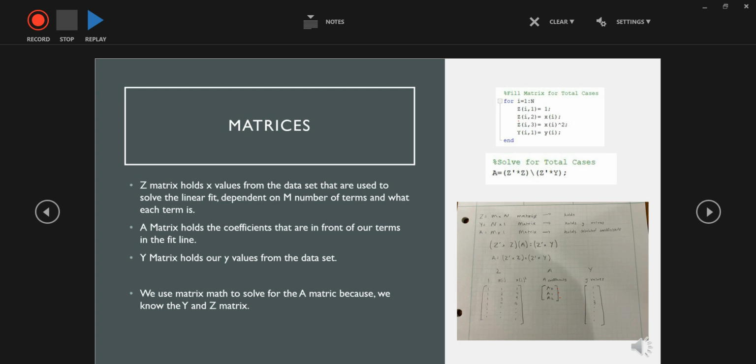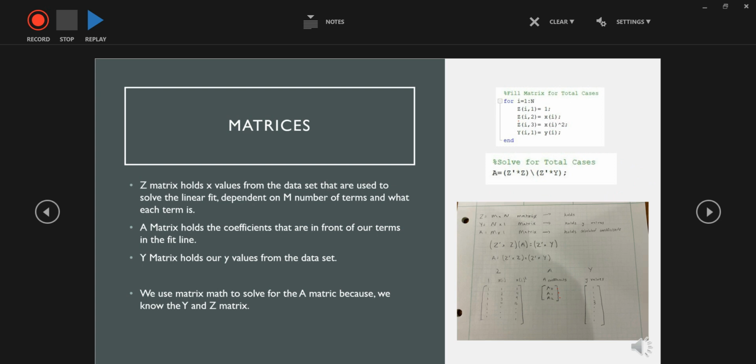So then we can solve this by using this. We know Z transpose times Z times A equals Z transpose times Y. We know what Z is, and obviously Z transpose, and we know what Y is, because those both come from our raw data set. But we don't know A, that's what we're figuring out for our line. So we reorder this, and we get A is equal to Z transpose times Z, inverse, times Z transpose times Y. We can model this right there using the backslash operator from matrix math.